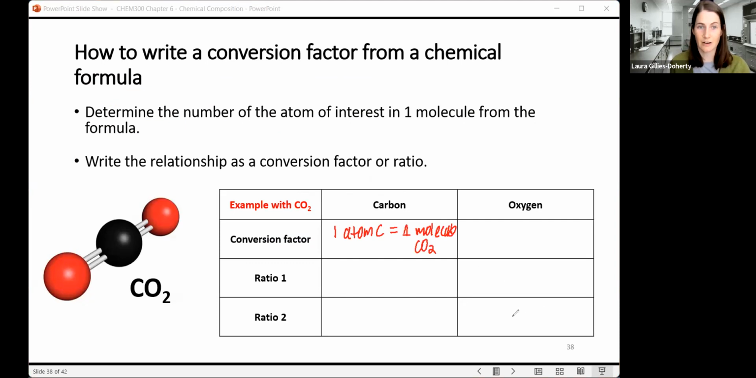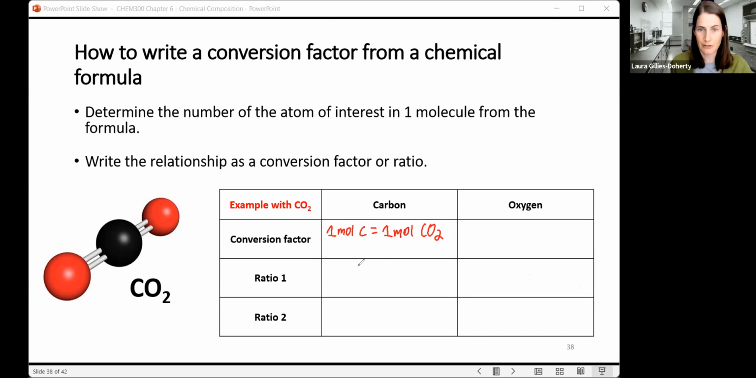And conversion factors can always be written as 2 ratios, and we could display this as moles. We could also say there's 1 mole of C per 1 mole of CO2. And again, we can go from atoms and molecules to moles, because to do that conversion, you would divide everything by Avogadro's number.